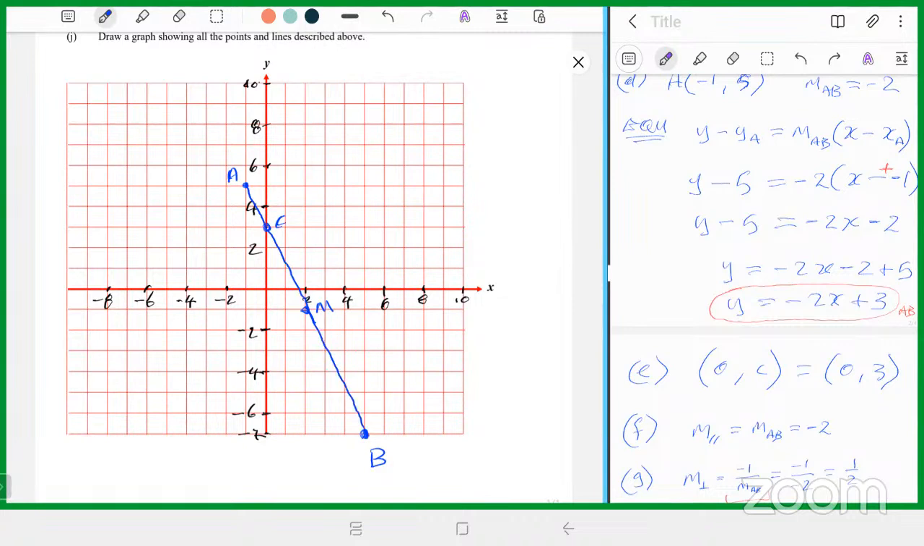All right, that's better. So that's the line AB. That's the first line that we had. And if you want, you could actually extend it all the way up like that, because we did get the equation of it. But that's the line AB.